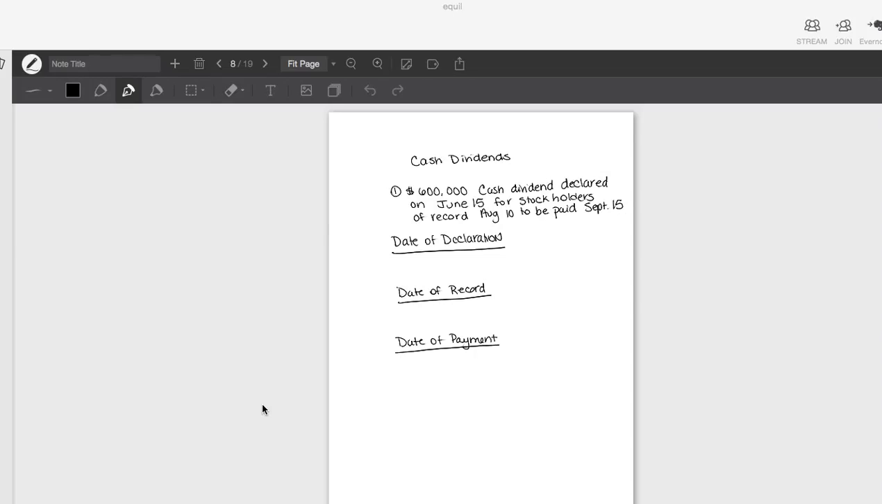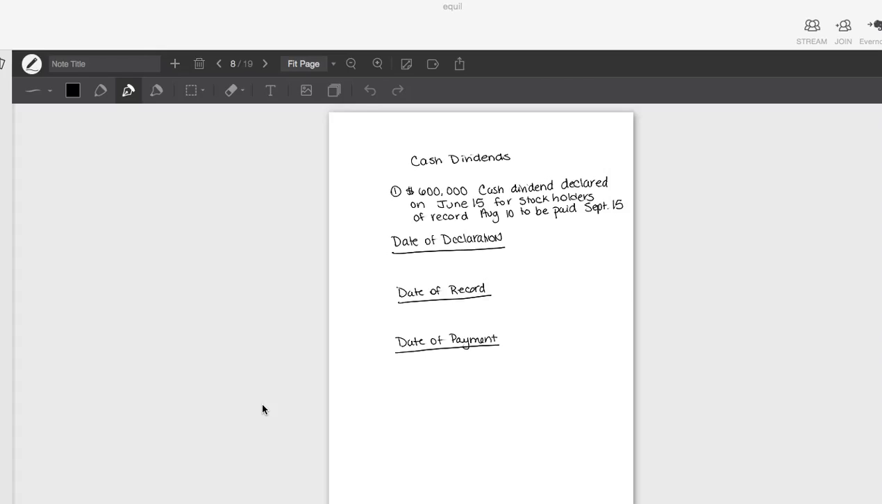When the board of directors decides to declare a dividend, a couple of stipulations have to be met. So I want you to read about that in the chapter. Now what we're going to do here is create the journal entries for a cash dividend. The journal entries for a cash dividend are much easier than the journal entries for a stock dividend, so you need to learn these first.